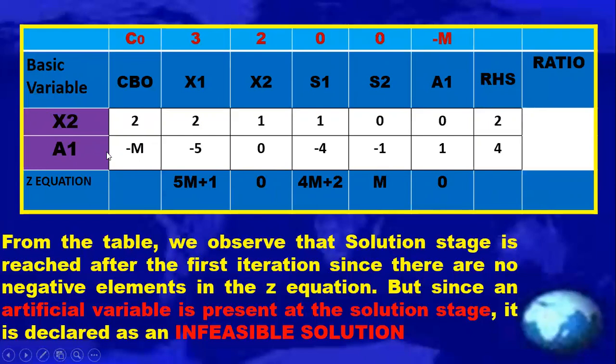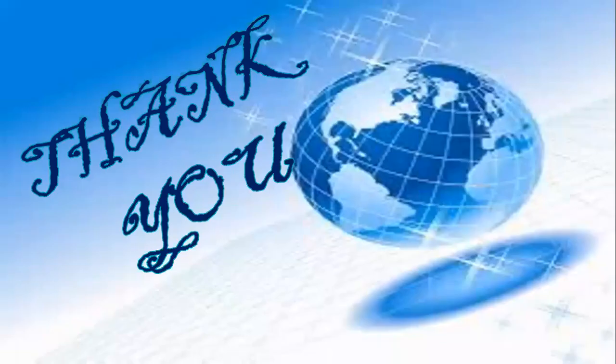But if you see the table, you still have the artificial variable in the solution table. So that's why it is declared as an infeasible solution. At the end, when you get the z equation values as positive, the artificial variable should not be present in the table. If it is present in the table, then that solution is called an infeasible solution. Thank you.